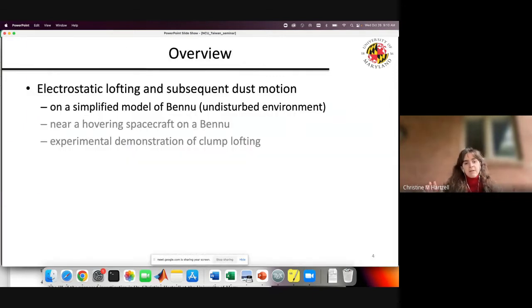All right, so now that we've talked about the physics of what's going on, we're going to get into the three technical areas of the talk. And the first, we're going to try to understand whether electrostatic lofting occurs on the asteroid Bennu and what happens to particles after they're lofted.